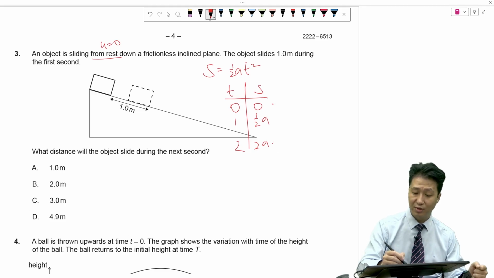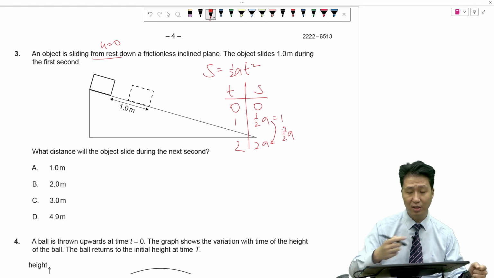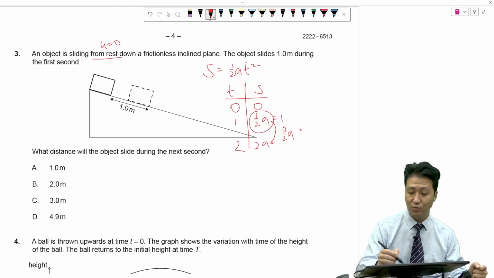During the first second, between 0 and 1, the displacement is 1 meter. So 1/2 a is equal to 1 meter. And of course, during the second second, it goes from 1/2 a to 2a. And the difference here is going to be 3 over 2 a, or, of course, since 1/2 a is 1, it's just going to be 3 meters. The answer is C.